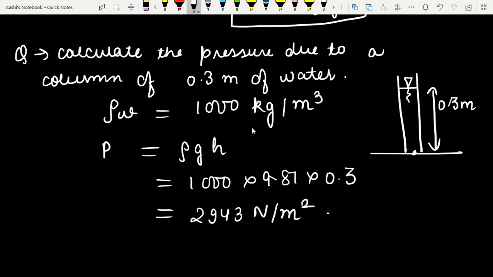So this is nothing but an application of hydrostatic law, where you can find out the pressure at any particular point, and then you have to see what is the height of the fluid above it. So basically it is acting like a weight. So if more height is there, then more is the pressure at this particular point. So that is the thing.